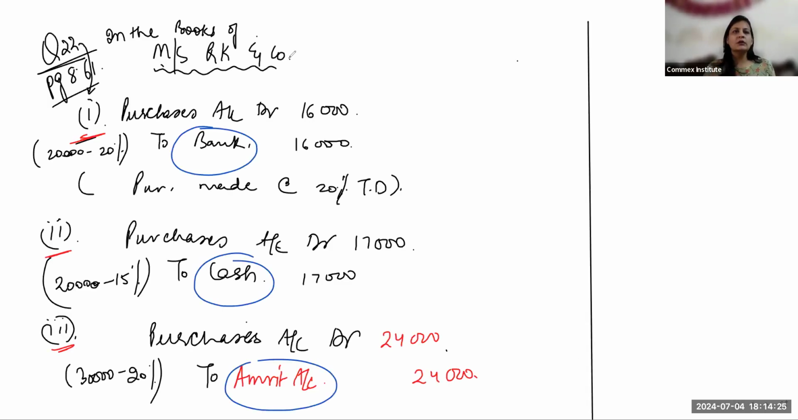Okay, moving on to the fourth transaction. I hope it's clear to all. Any doubts? Let me know. Arhan, clear? Your mic is still not repaired, huh? Fourth transaction. Arhan. Purchased goods from Hari and Company of list price 40,000 for 35,000 against cash.